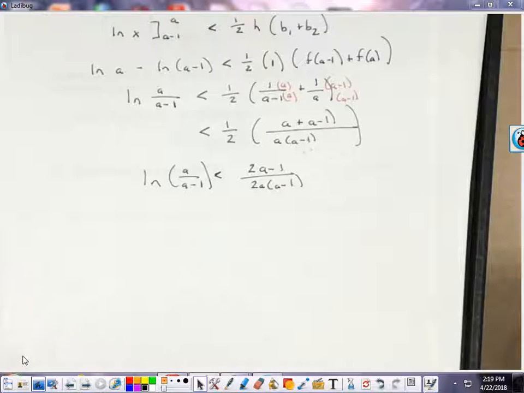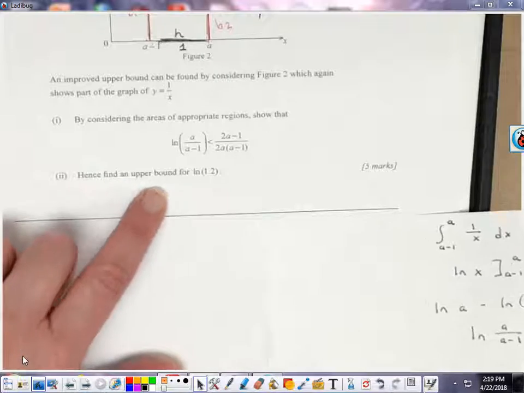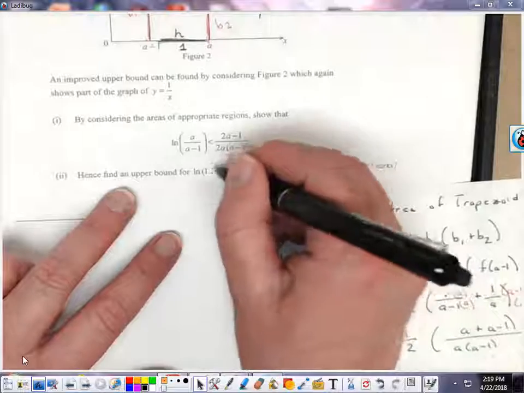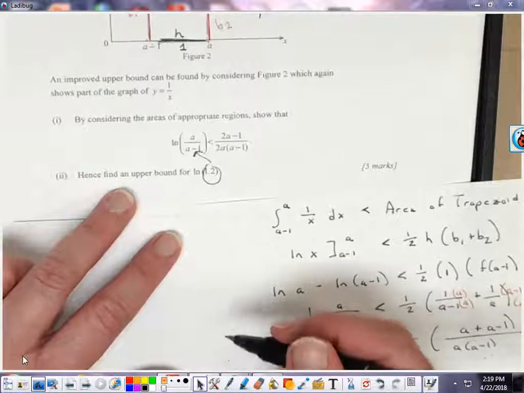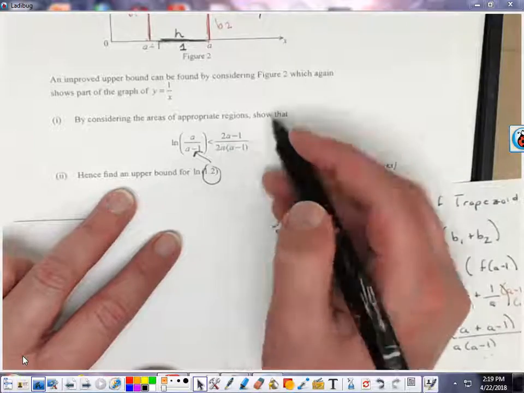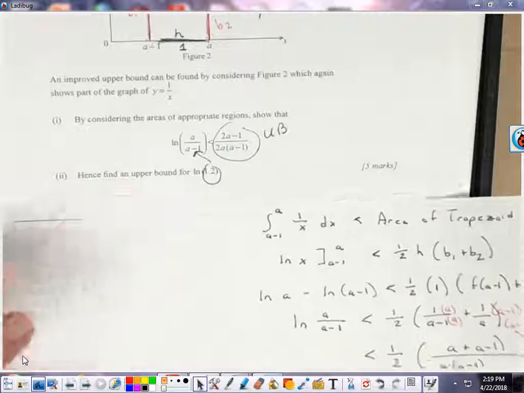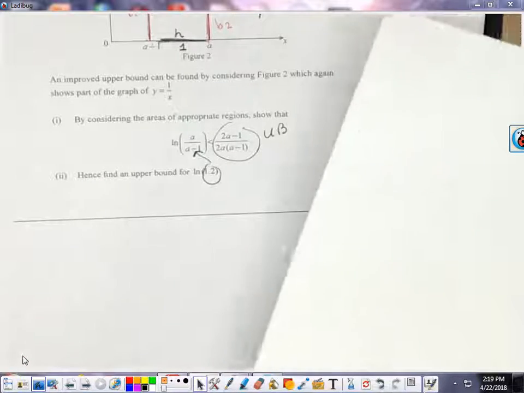The last thing it's asking for, so we showed that, it said hence, using what we just did, find the upper bound for ln of 1.2. And notice, even if you couldn't do that, you could see what they did. Well, know that you want that to be 1.2, figure out what a is, and here will be your upper bound. So always look, hopefully you can do it all, but if you can't, are there some parts that they've kind of given you a start on that you could do?